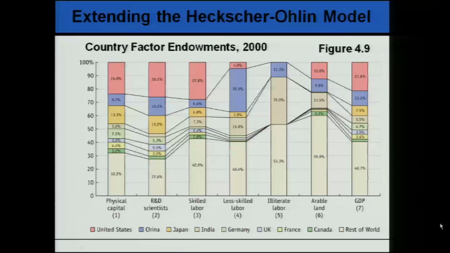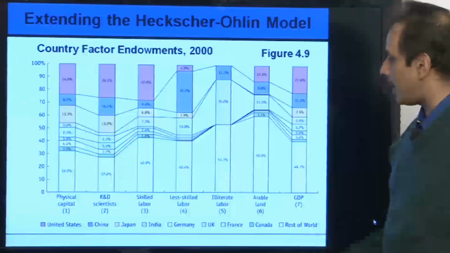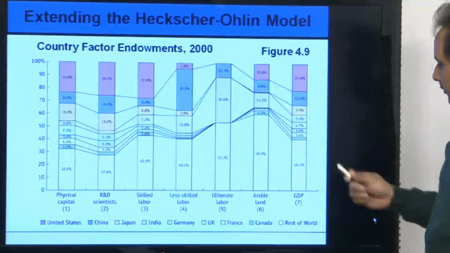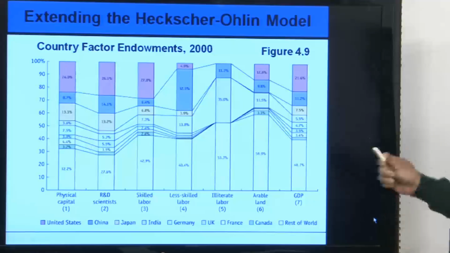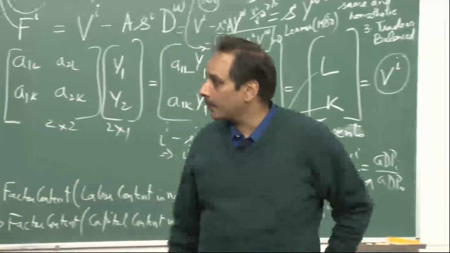Now, this is an interesting table. If you look at the countries' factor endowments, you have these different factors: physical capital, R&D scientists, skilled labor, less skilled labor, illiterate labor, and arable land. Arable land is measured in hectares of arable land.